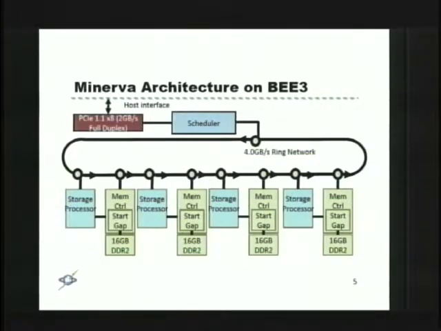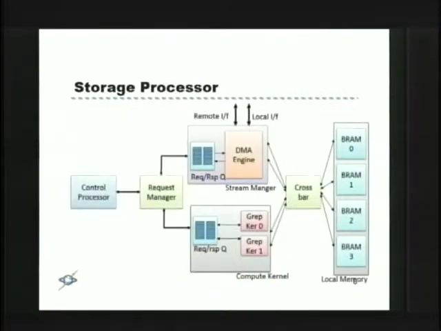In this particular incarnation, there's 4 FPGAs, and therefore you see 4 groups of storage controller and memory controller in a ring on the PCIe bus. To go a little bit deeper, the storage processor has a request manager. It has a DMA engine to talk to the memory controller. And in this example, this is a grep kernel.